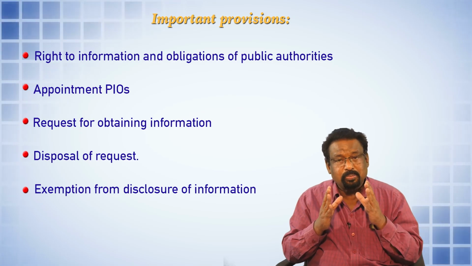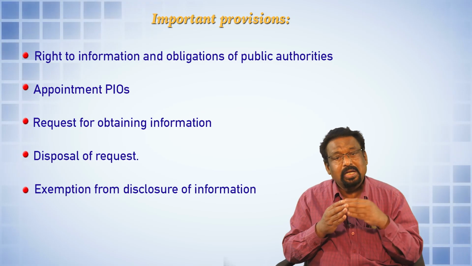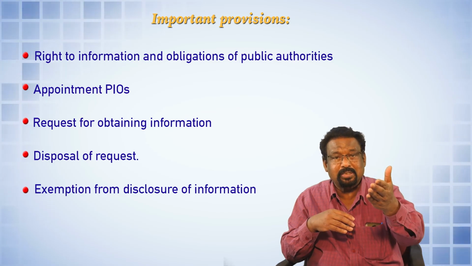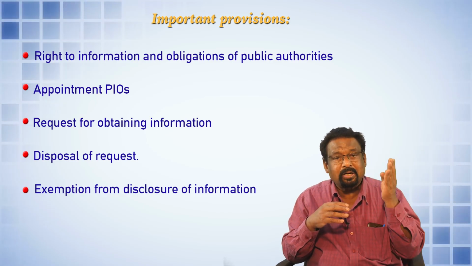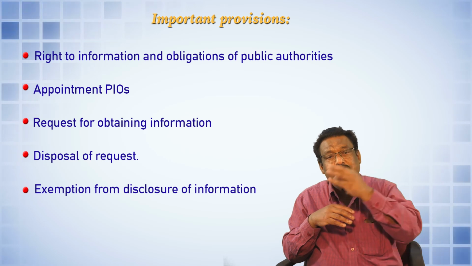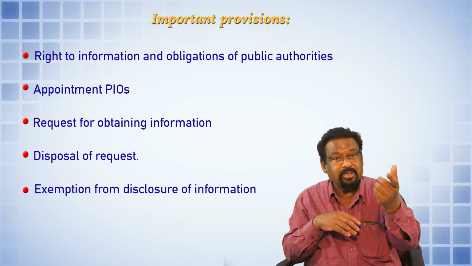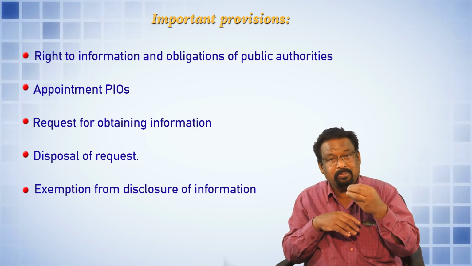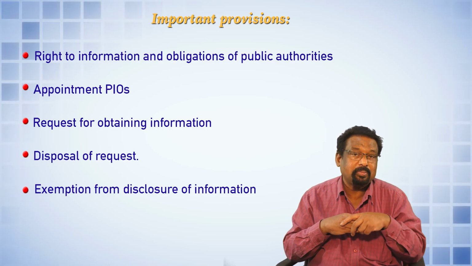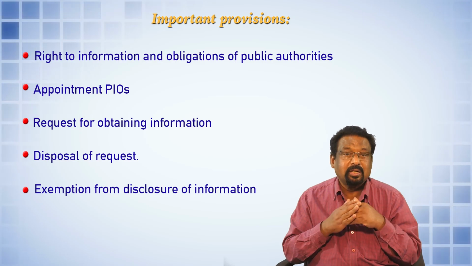Even if the consumer is not aware of the public authorities, they can send it to the head office of the concern. Then it is mandatory on the head office to find out who the public information officer is for the particular department. They should send that request to the concerned public information officer. So that is about it.